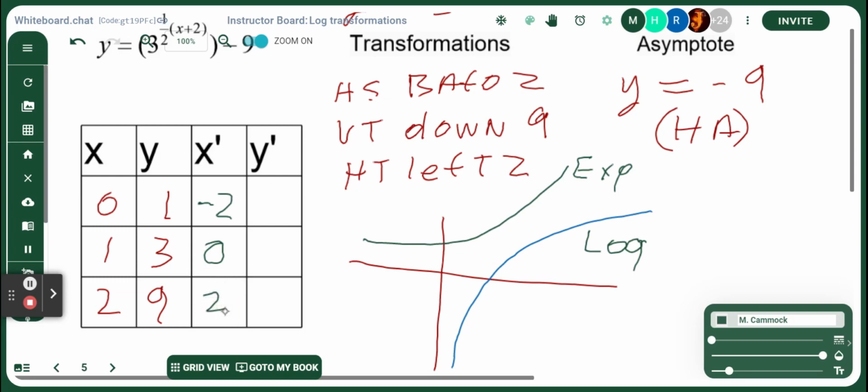Does everybody see how I got those three values? Is everybody clear on that? Because I can go over it again if you need me to. Joel says yes. Is everybody else clear on that? Could you go over it again?